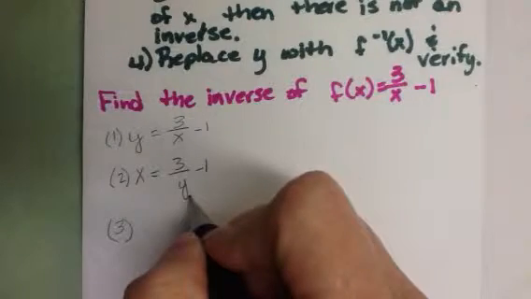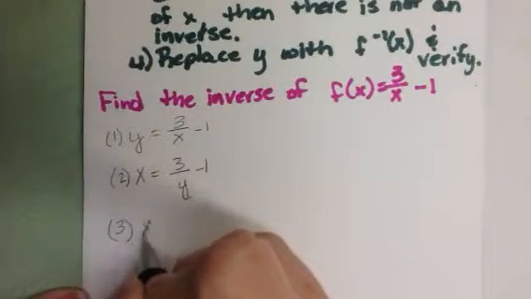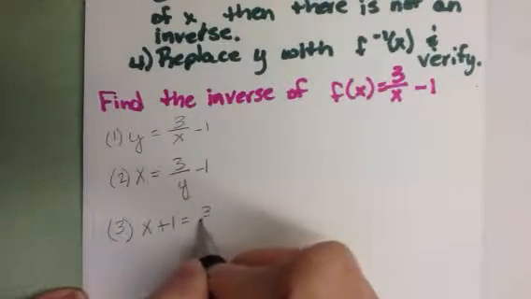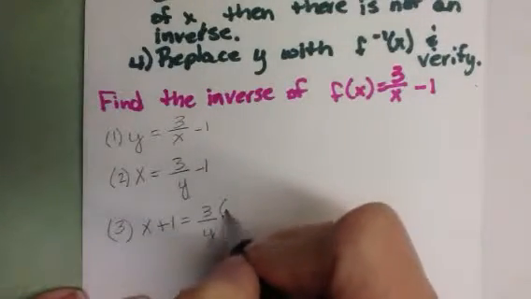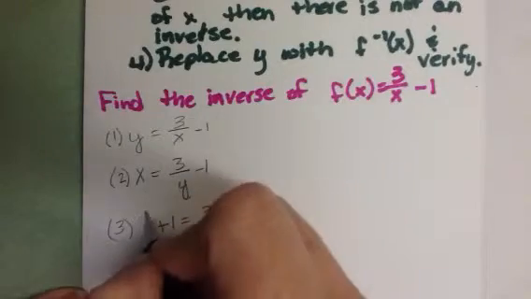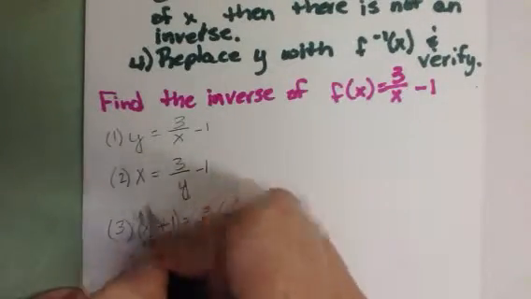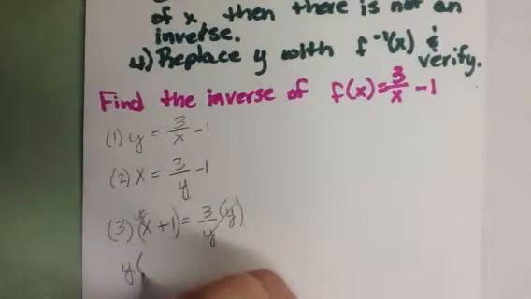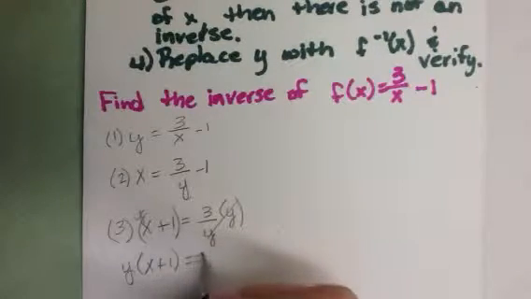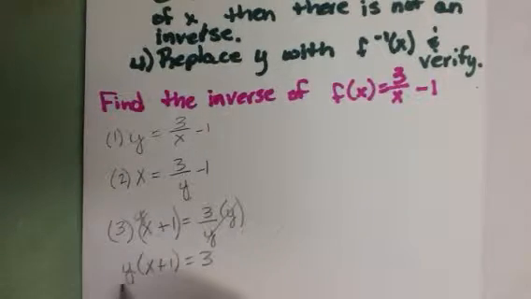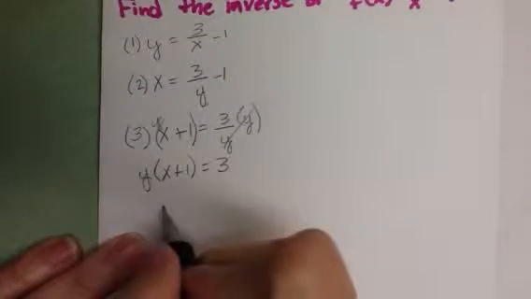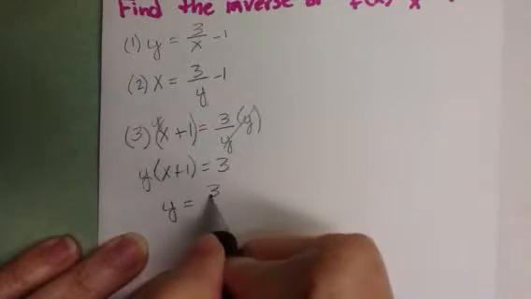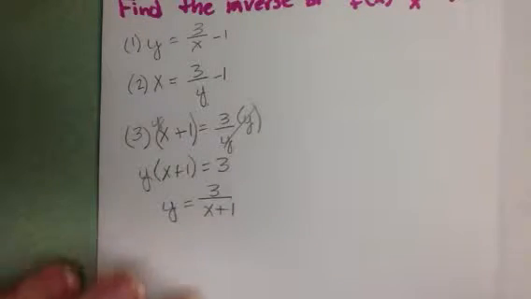To solve for y, I'm going to add 1. So x plus 1 equals 3 over y. Then to get y off of the bottom, I'm going to multiply by y so that it'll cancel. So I have to multiply this side by y. So I get y times x plus 1 equals 3. Then I have to divide by x plus 1 to get y by itself. So y equals 3 over x plus 1.